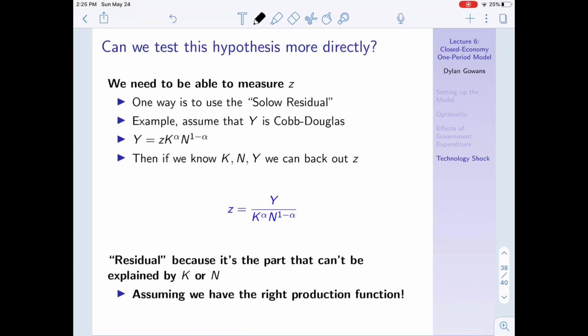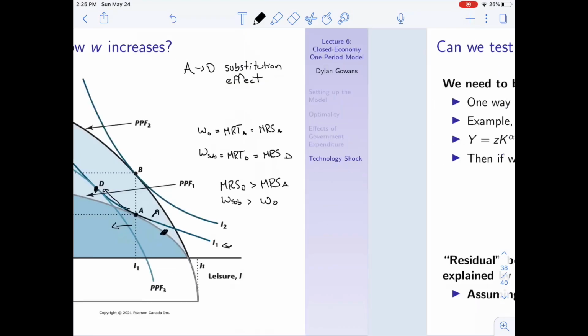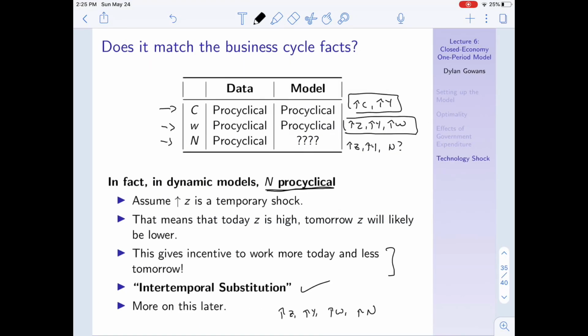Can we test this hypothesis more directly? So right now, what we said was, okay, does this fit the business cycle facts? I'll go back one more time here. What we really looked at is if Z is driving these changes in Y, these changes in output, do the other endogenous variables, so here I have consumption, wage, and labor, do they also fit these business cycle features?